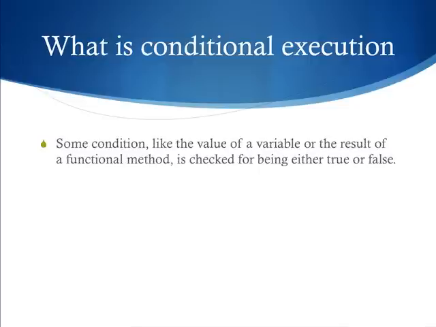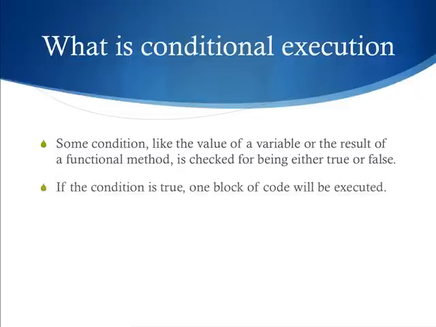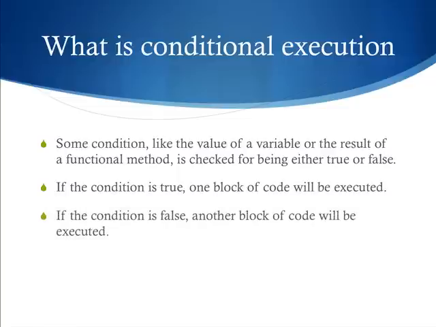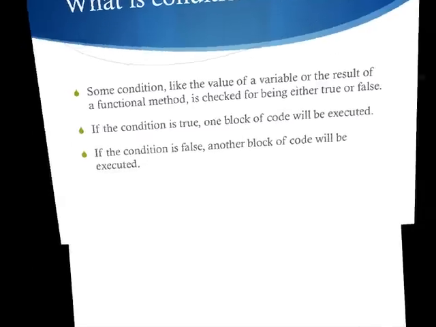Some condition, like the value of a variable or the result of a function or a functional method, is checked for being either true or false. If that condition is true, one block of code will be executed. If that condition is false, another block of code will be executed.